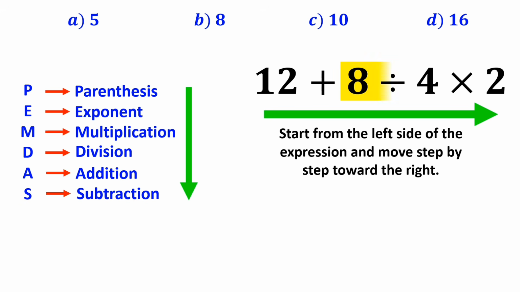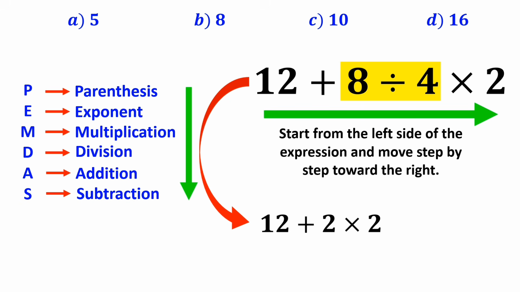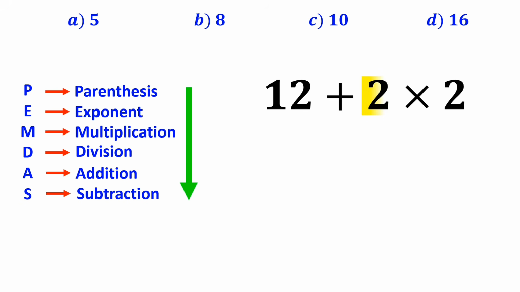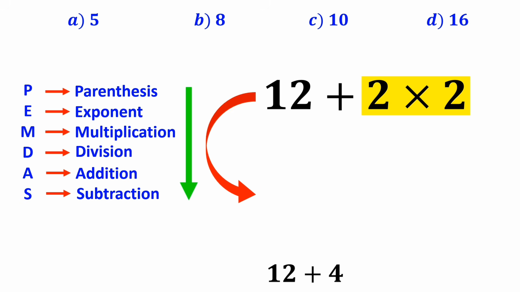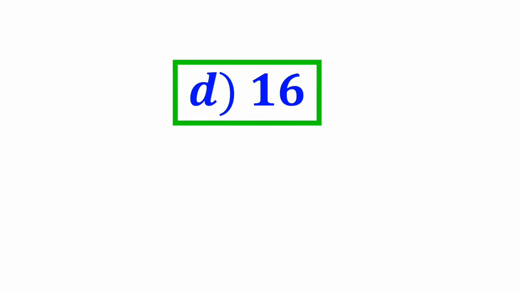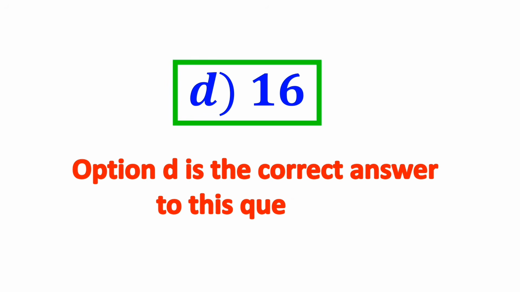So, first we start with the division between 8 and 4 and rewrite this expression as 12 plus 2 times 2. In the next step, we do the multiplication between 2 and 2 and simplify the expression to 12 plus 4, which finally gives us the answer 16. Therefore, option D is the correct answer to this question.